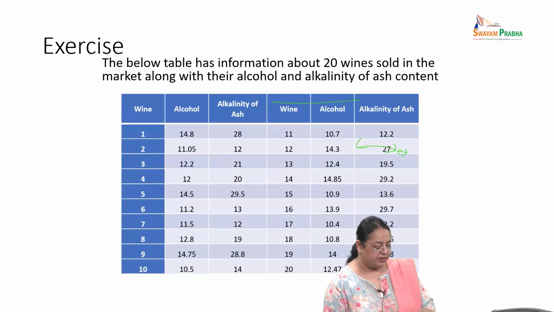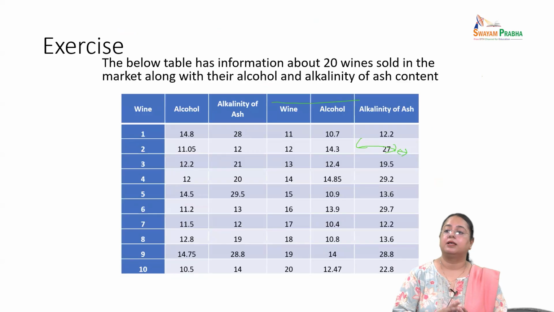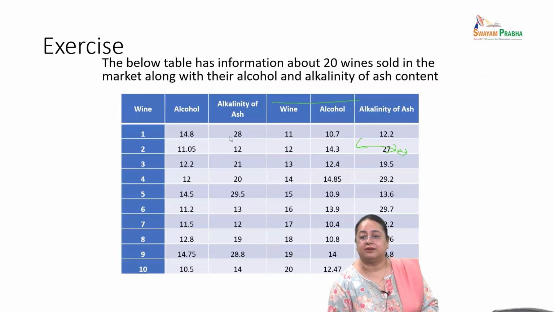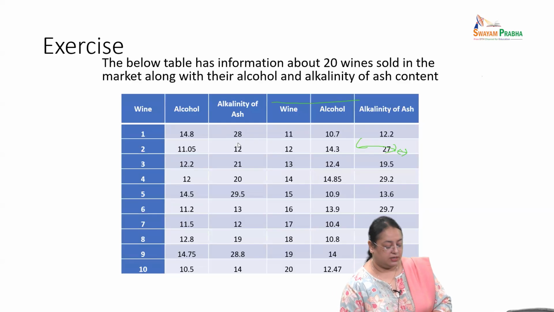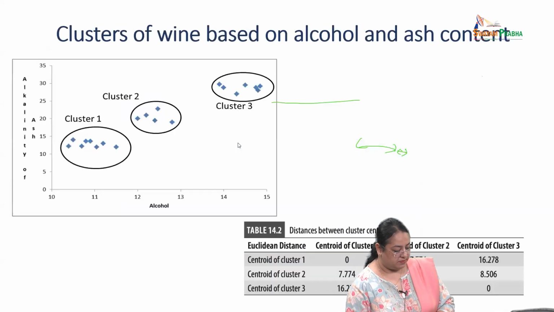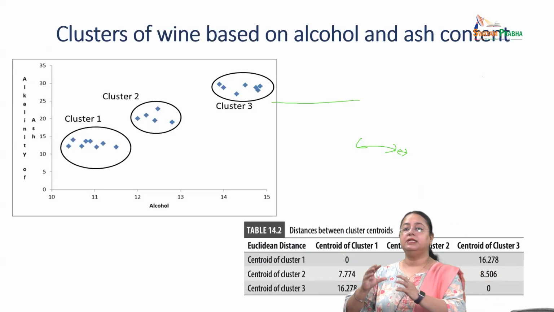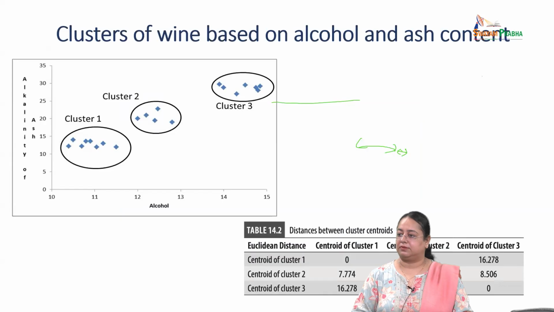For example, we have data about 20 wines sold in the market along with alcohol and alkalinity of ash content. This is the data with us. There are 20 data points. How can we cluster them? We can treat them as x coordinate and y coordinate. Can we plot them? When we plot, we can see that we have got 3 clusters.